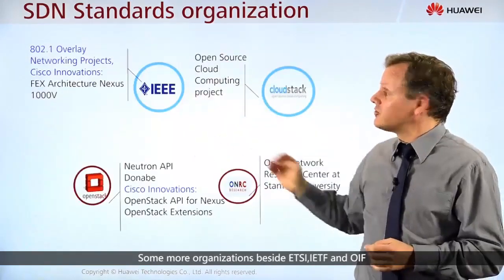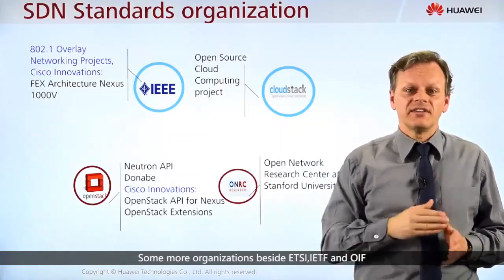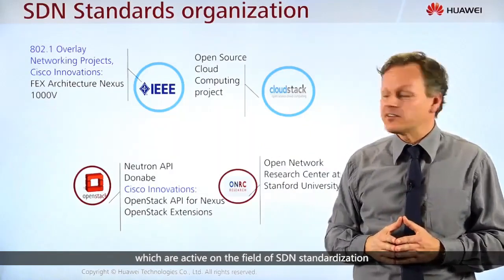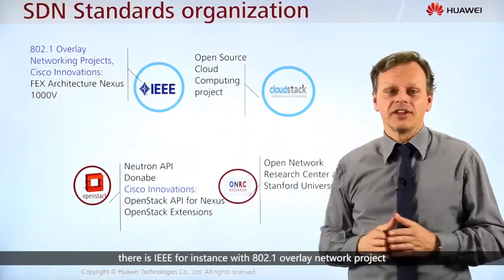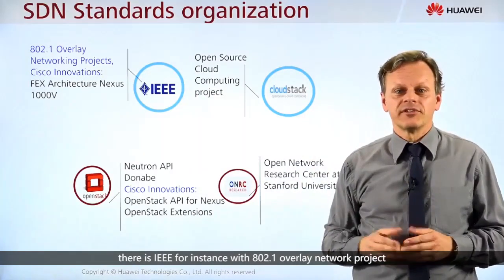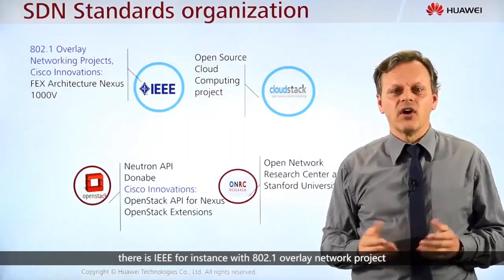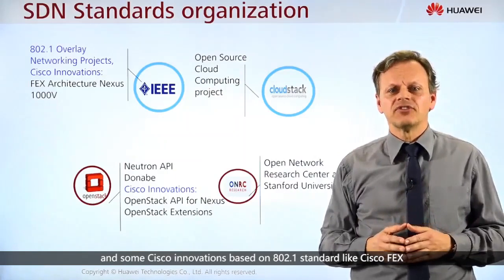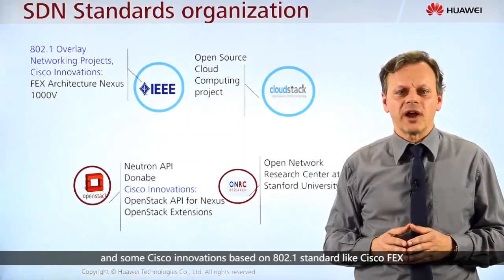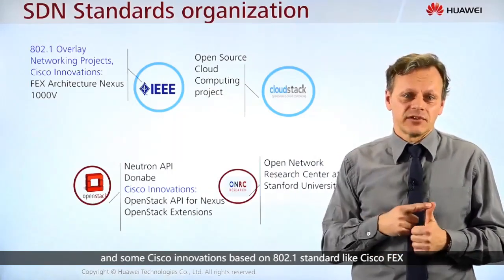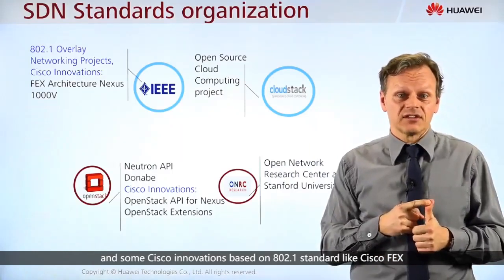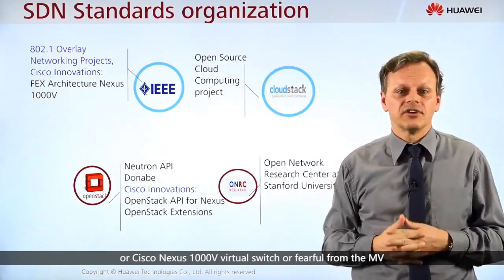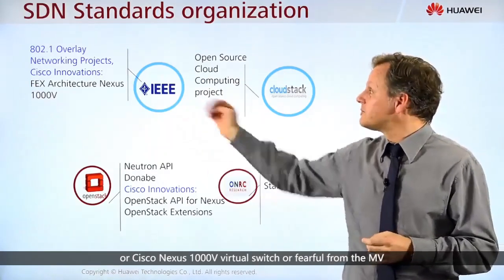Some more organizations besides ETSI, IETF, and ONF are active in the field of SDN standardization. There is IEEE, for instance, with the 802.1 overlay network project, and some Cisco innovations based on the 802.1 standard, like Cisco Fabric Extender FEX or Cisco Nexus 1000V virtual switch or vSphere from VMware.